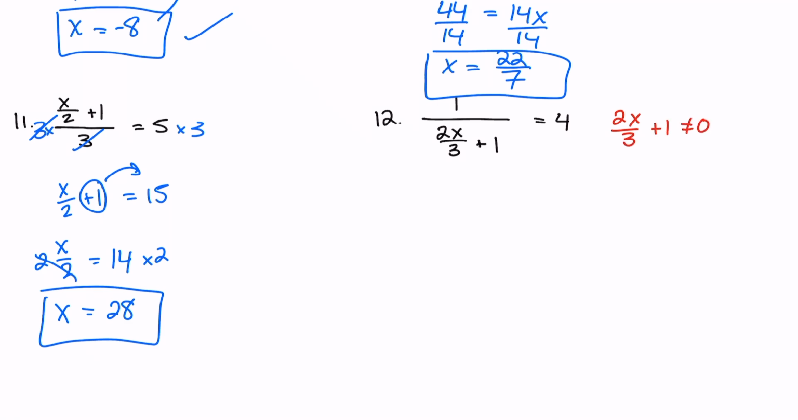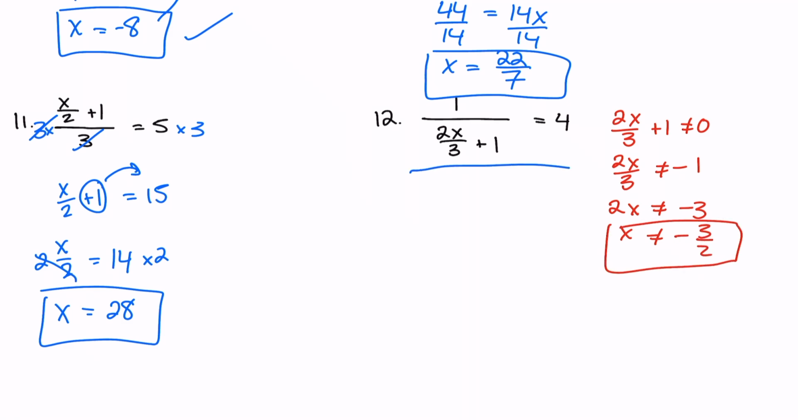So we have to solve this. So then we get 2x over 3 cannot equal negative 1. 2x cannot equal negative 3 because we multiply both sides by 3. And then x cannot equal negative 3 over 2. So now when we solve this, we need to make sure x does not equal negative 3 over 2.